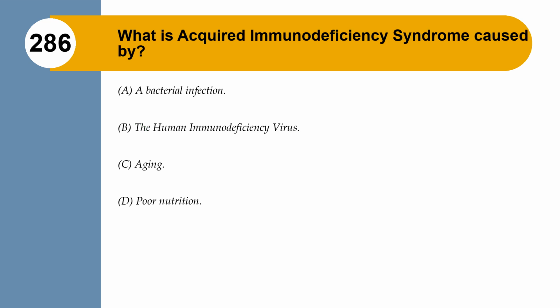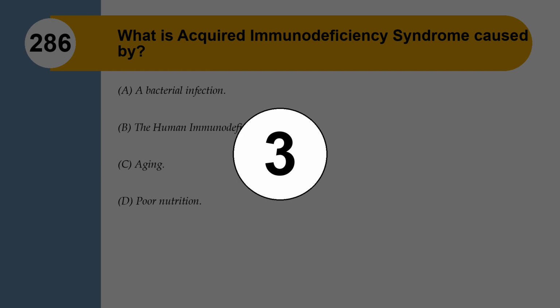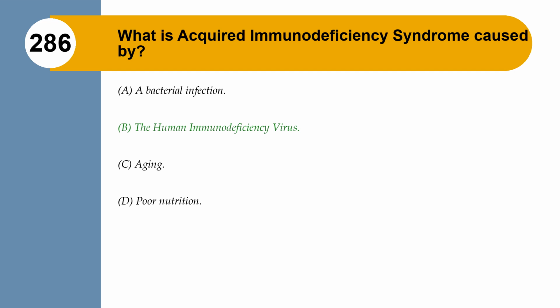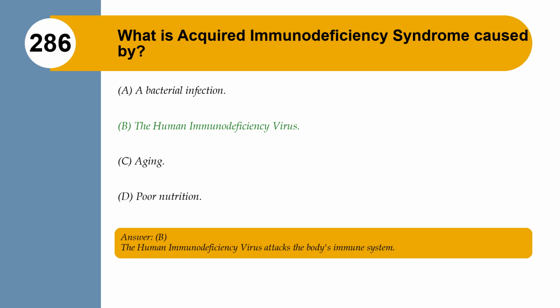Question 286. What is acquired immunodeficiency syndrome caused by? Option A, a bacterial infection. Option B, the human immunodeficiency virus. Option C, aging. Option D, poor nutrition. The correct answer is option B, the human immunodeficiency virus. Explanation. The human immunodeficiency virus attacks the body's immune system.